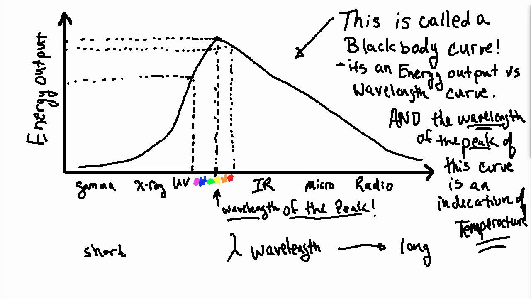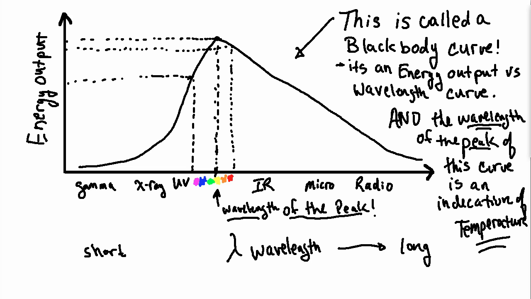So the way in which we will make comparisons between temperature of objects when we see light curves like this is we will look at where the maximum energy output is, or peak, and then we'll look down to the wavelength axis and identify which wavelength the peak is happening at, and the wavelength of the peak will be an indication of the object's temperature.